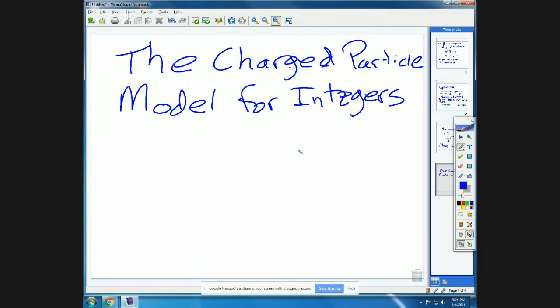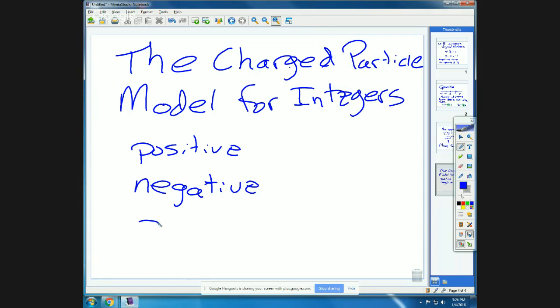So charged particle model for integers. I'm not worried about addition, subtraction, multiplication, or division yet. This is like activity 1 in the workbook. It's in section 5 we did before. So the idea was we had positive creatures and we had negative creatures. And there was one other creature we had to have. Does anyone remember? The other creature we had in our key for this model. Positive, negative, and 0 is the other thing. 0. So we have 3 things in our key.